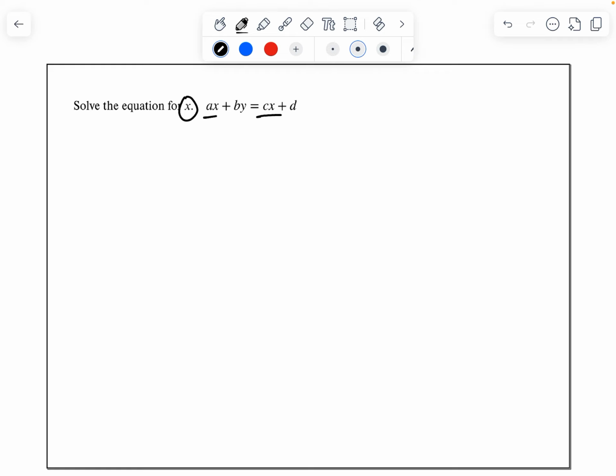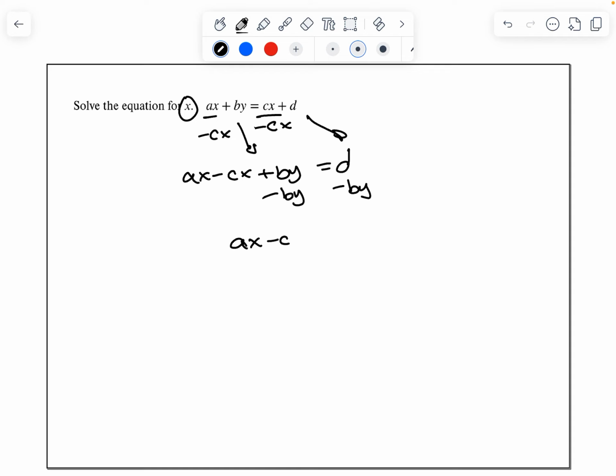Here's an x, here's an x. I need to gather those all to one side and get them by themselves. So I'm going to subtract cx, subtract cx. I can't combine them, but ax minus cx plus by equals d now, right? The d just came down, the by just came down. The ax and cx, it's tough to think about how to combine those. I want to get them to one side and isolate them so it's only x's over there. So I'm going to go on and subtract by from both sides. ax minus cx equals d minus by.